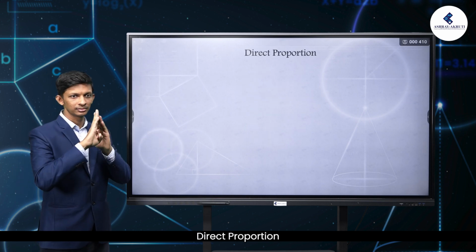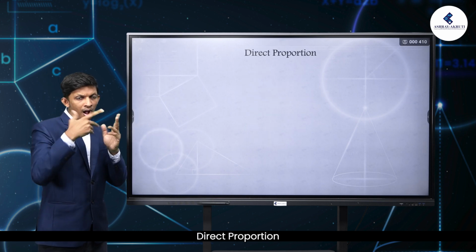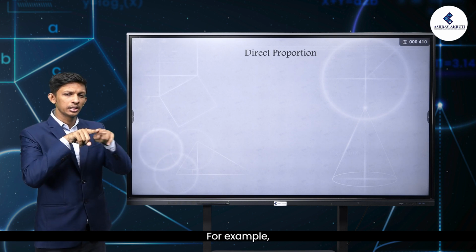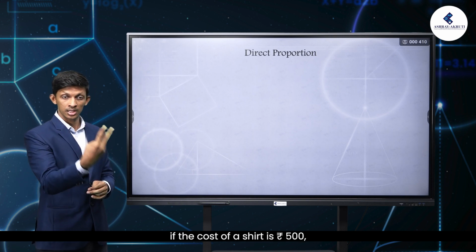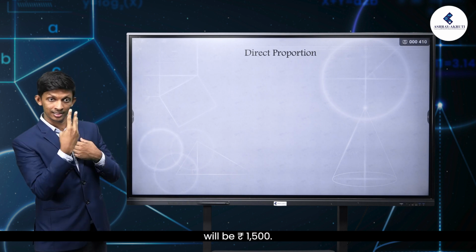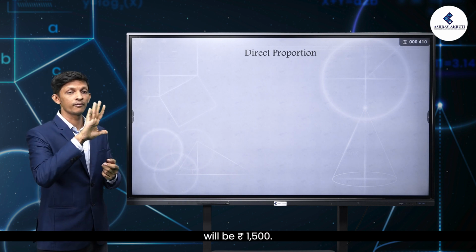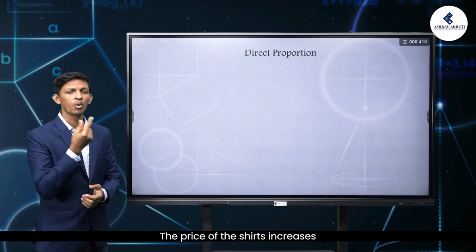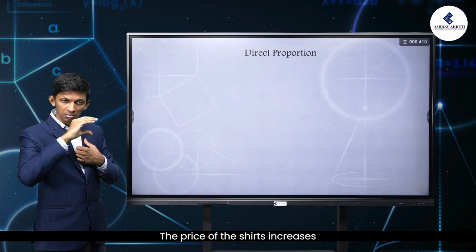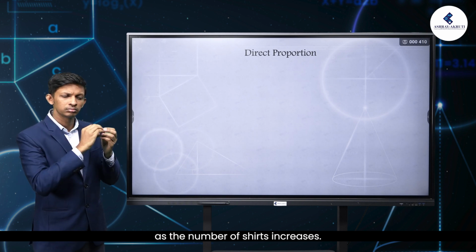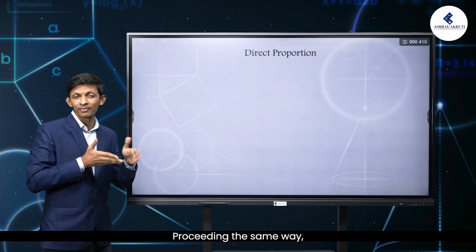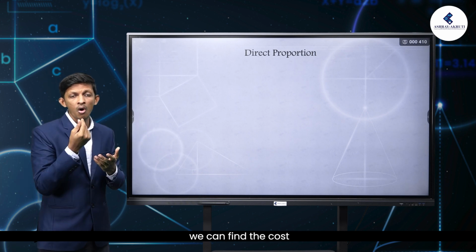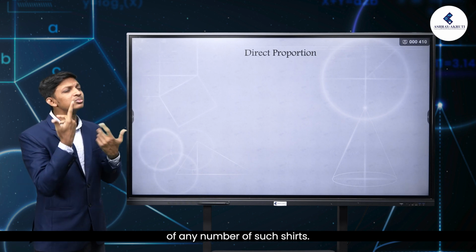Direct proportion. For example, if the cost of a shirt is rupees 500, then the price of 3 shirts will be rupees 1500. The price of the shirts increases as the number of shirts increases. Proceeding the same way, we can find the cost of any number of such shirts.